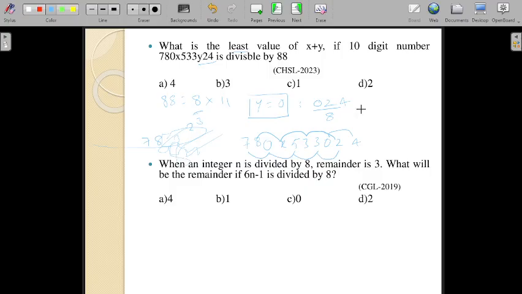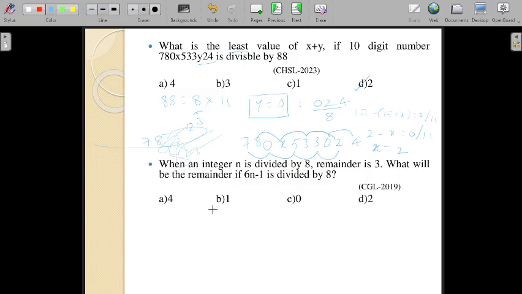17 minus this one, 15 plus x, should be either 0 or 11. Since we have to find it, 17 means 2 minus x equals 0 or 11. Since it should be the positive value, x equals 2. That means D is the answer.